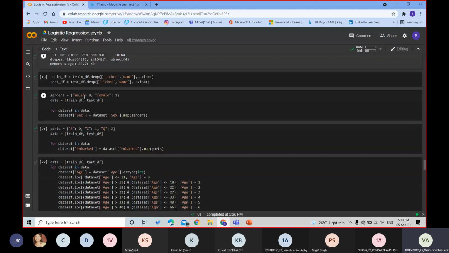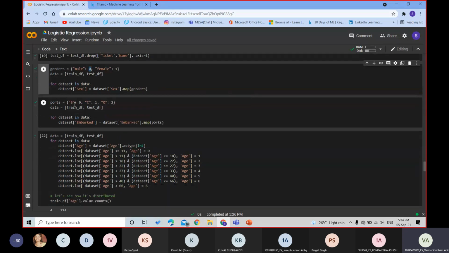Then we convert it, giving male as 0 and female as 1. As I said, in a machine learning model, the machine will not understand male or female. It will understand binary. So we gave male 0 and female 1. Similarly, for embarked, if someone embarked from S, we gave it 0. If someone boarded the ship from C point, we gave 1, and if someone boarded from Q point, then we gave it 2.